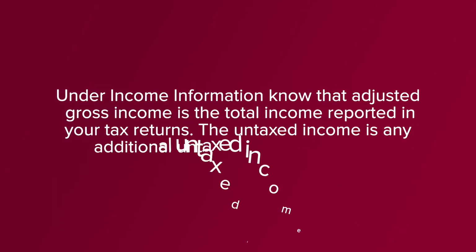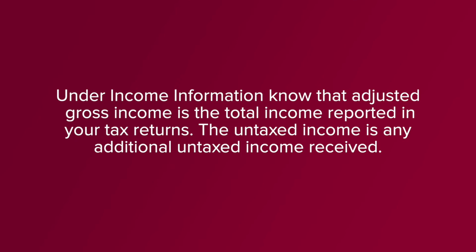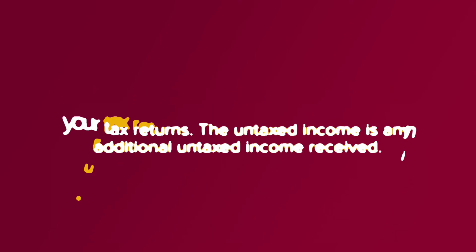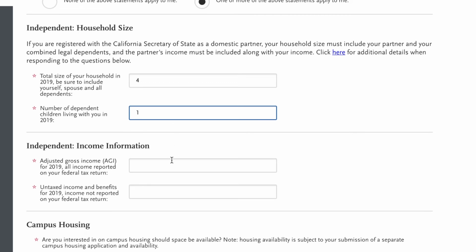Number 2. Under Income Information, know that adjusted gross income is the total income reported in your tax returns. The untaxed income is any additional untaxed income received. If you have no additional untaxed income to report, please enter 0, because the dollar amount for adjusted gross income and the untaxed income should not be the same number. If you report the same dollar amount in the adjusted gross income field as well as the untaxed income field, you will not be eligible.